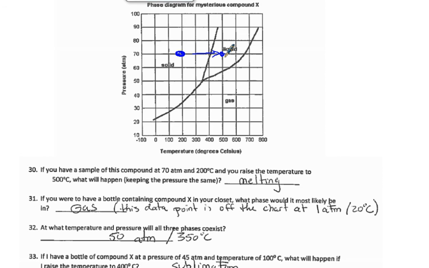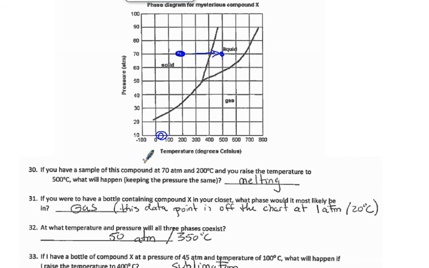If you had a bottle containing compound X in your closet, what phase would it most likely be? Well, okay, what is the pressure? The pressure is 1, way down here. All right, what is the temperature? Right here. The temperature, well, it's not 0. The temperature would be about here, somewhere in that range.